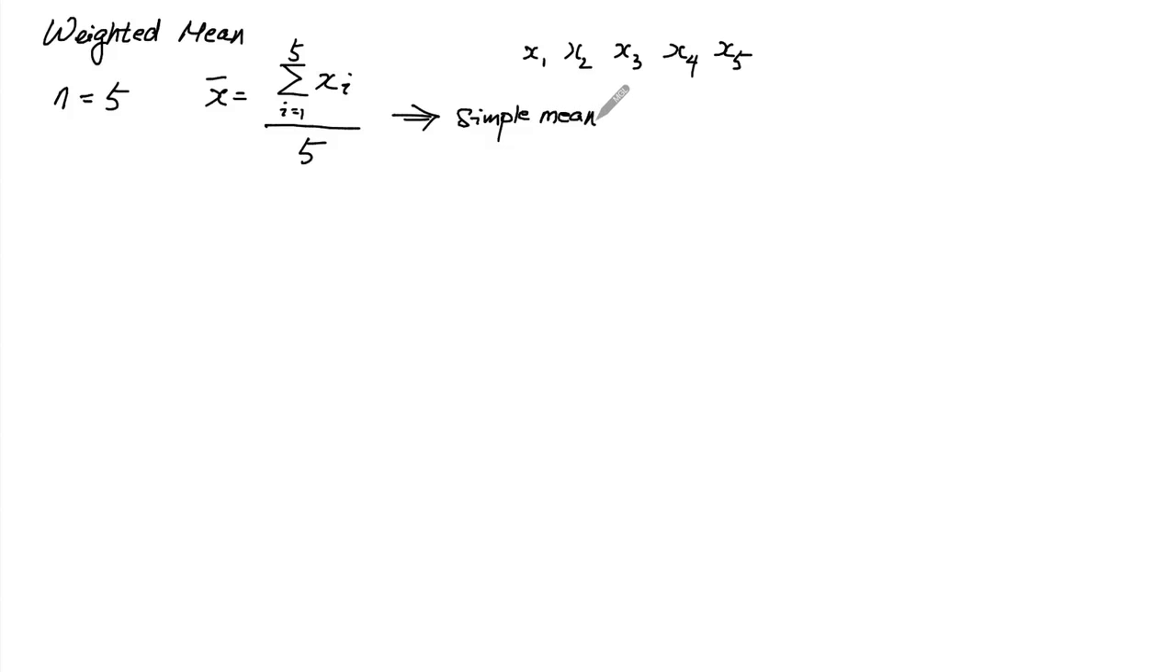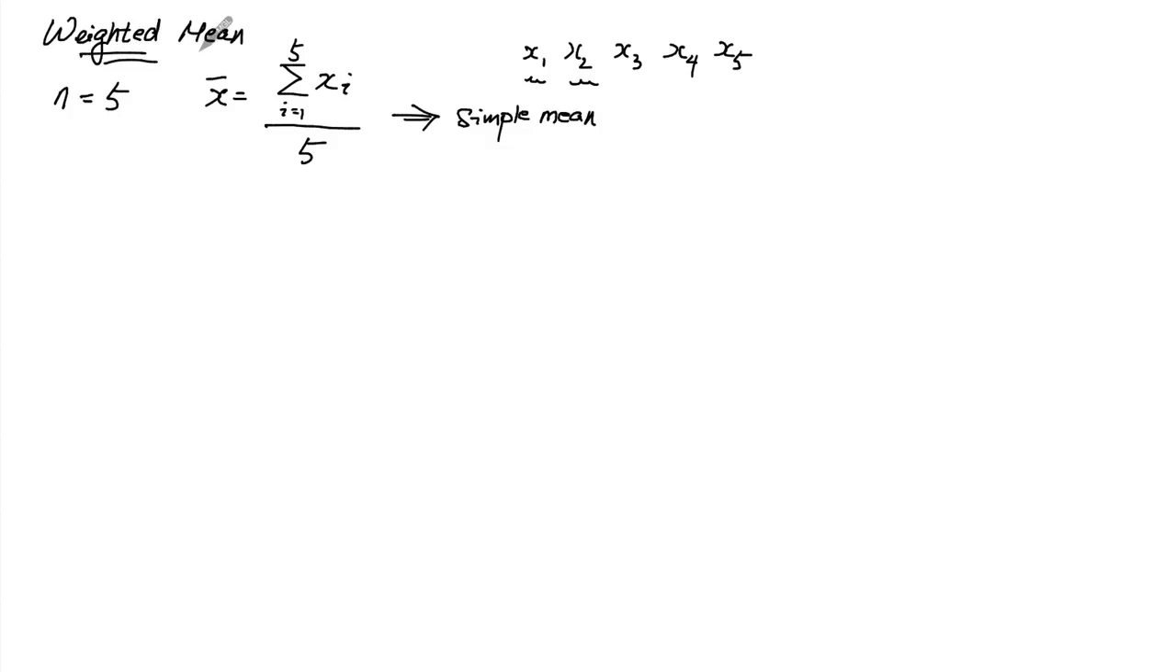Sometimes, however, some of these particular data points have a higher weighing or higher influence on the mean than others. In the case of a simple mean, every data point has the same weight. But what if a particular value has a higher significance than the other 4 values? In that case, we have to introduce what we call a weighted mean.